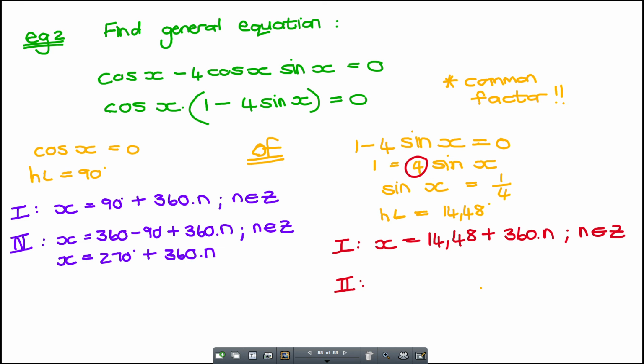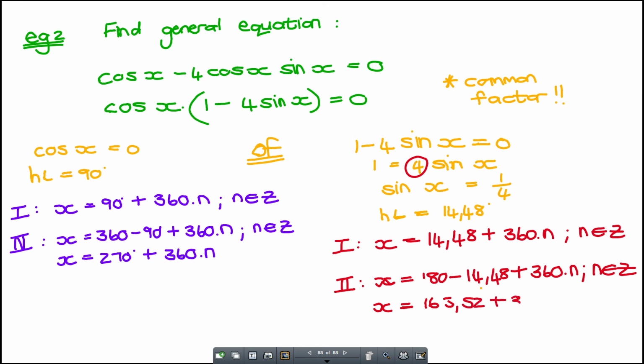Then in quadrant 2, I will have x equals, quadrant 2 is 180 minus my help angle, 14,48, and n is an element of the integers. And now I just have to simplify that. So the 180 minus that is going to give me 165,52 plus 360 times n. Okay. Any questions there?